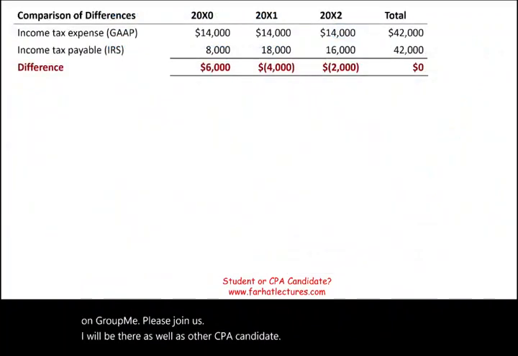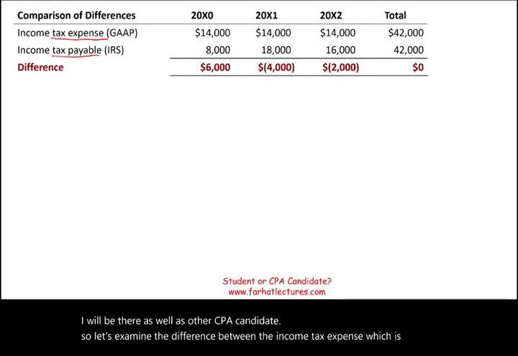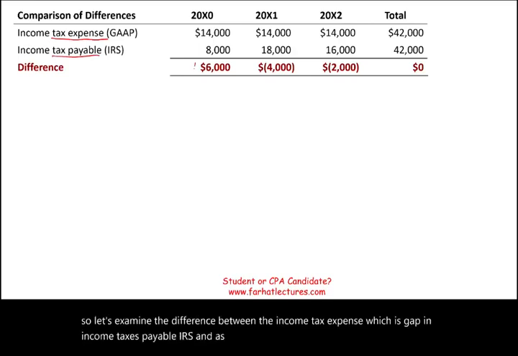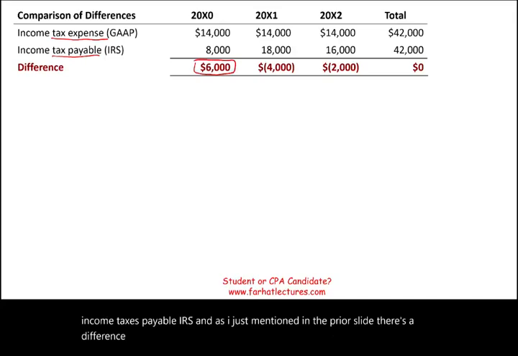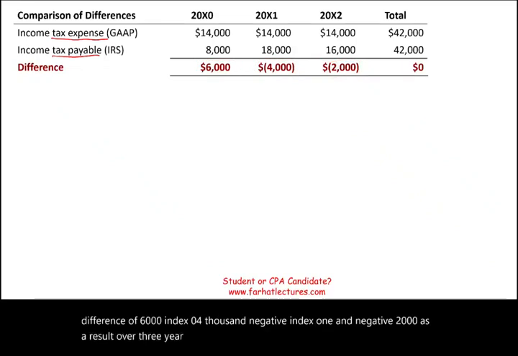So let's examine the difference between the income tax expense, which is GAAP, and income taxes payable, IRS. And as I just mentioned in the prior slide, there's a difference of 6,000 in X0, negative 4,000 in X1, and negative 2,000. As a result, over 3 years, the difference is net zero. Now we need to know why. Why did that happen? Why do we have a difference?